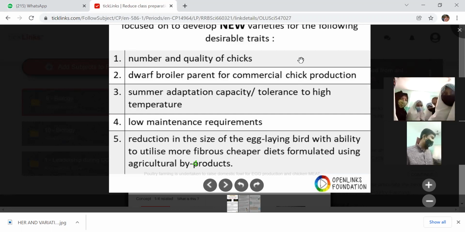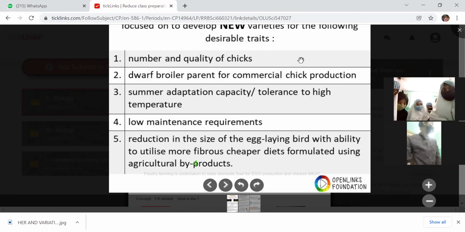Then what was the fourth advantage of this crossbreeding? Yes, I want these boys to read this. Unmute yourself and read. The fourth one. Low maintenance requirements. Yes, we don't have to spend much money on maintaining these crossbreed birds.